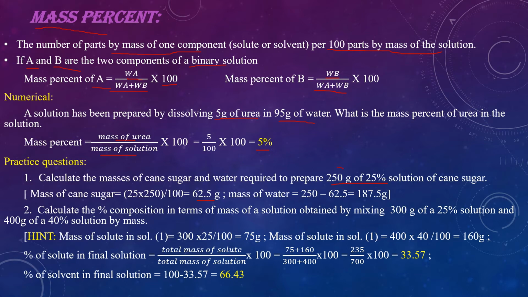Now total mass of solution is 250 gram. So by deducting 62.5 from 250, it is 187.5 gram. This is the mass of water.